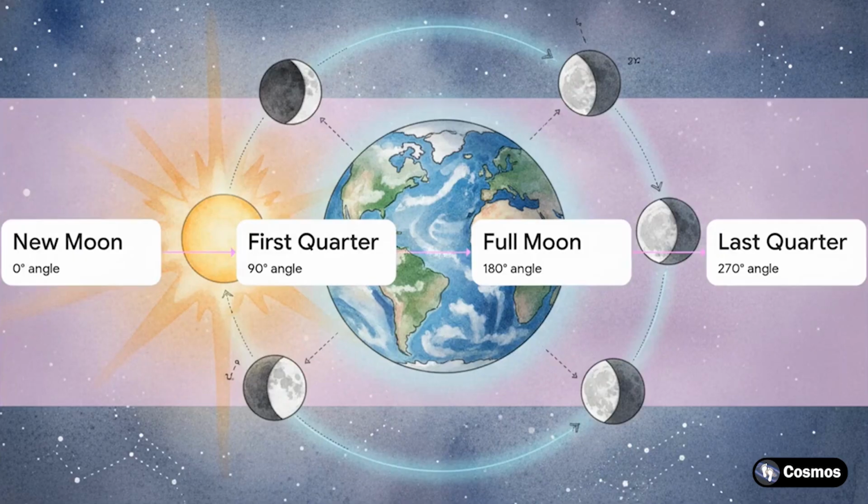Let's hit Section 3, angles of primary phases, the geometry of the sky. Let's move to how this builds directly from our vantage point. When the moon is directly between the Earth and the sun, it's sitting at a 0-degree angle. That is our new moon. Then, as it travels a quarter of the way around to a 90-degree angle, we get a first quarter moon, where it's illuminated on exactly one side. Push that all the way to 180 degrees, with the Earth right in the middle, and boom, we have a full moon. Finally, at 270 degrees, it hits the last quarter phase, before heading right back to zero. It's just pure, elegant geometry in motion.